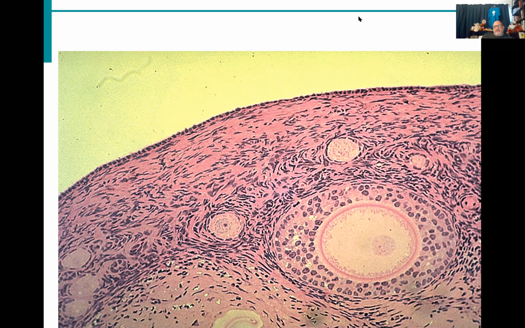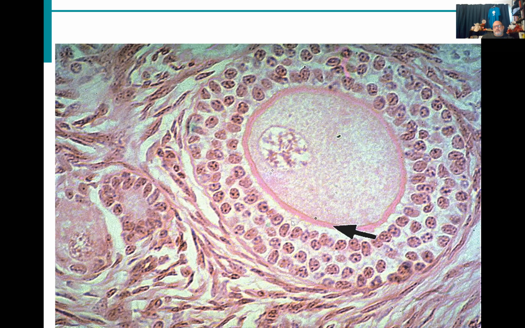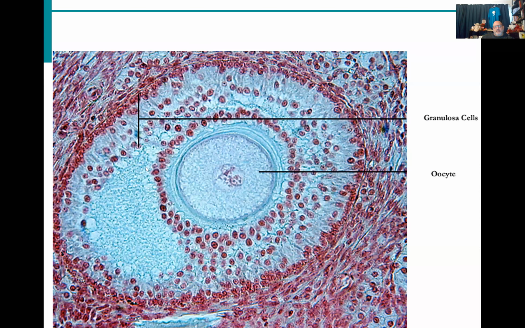Zona pellucida, excellent. And we can also see the beginning of the thecal cells that are forming on the outer surface of it as well. And there's a good look at that zona pellucida. Again, here we have that fluid-filled space forming, right? But is this a tertiary follicle?